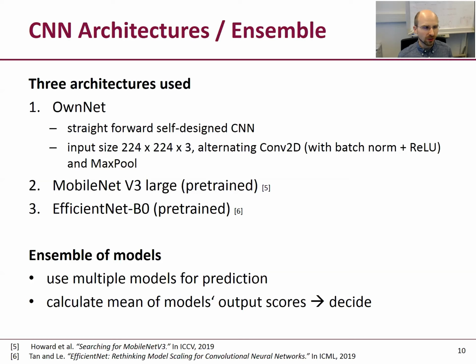In our approach, we use three architectures. The first is called EmotioNet. It's a straightforward self-designed CNN using alternating convolution and max pooling layers. The details are in the paper. The second is a MobileNet v3 large. We use it with the weights pre-trained on ImageNet and fine-tune it on the EmotioNet data. The third is the EfficientNet, and here we also use pre-trained weights for initialization.